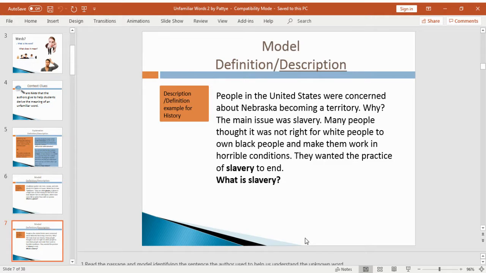Let's look in this passage. We are going to look in the sentence before I see the bold-faced word. It says many people thought it was not right for white people to own black people and make them work in horrible conditions. So does it tell us what slavery is? If you said yes, you are correct. Slavery was when white people own black people and they make them work in horrible conditions.